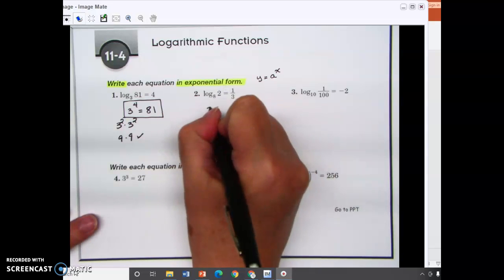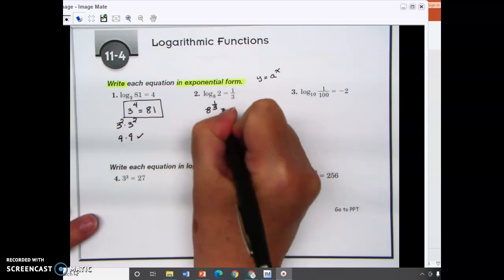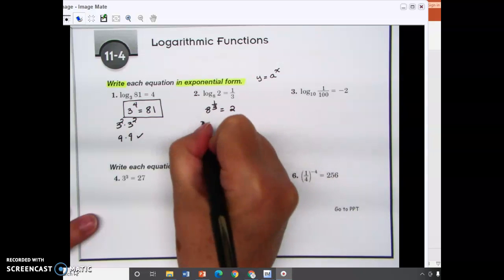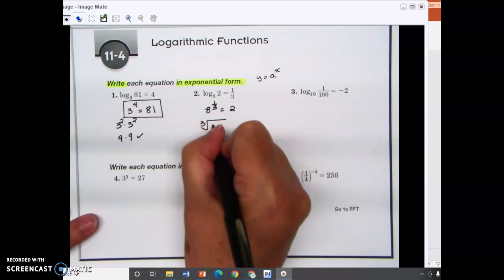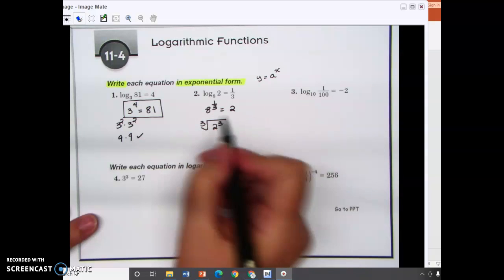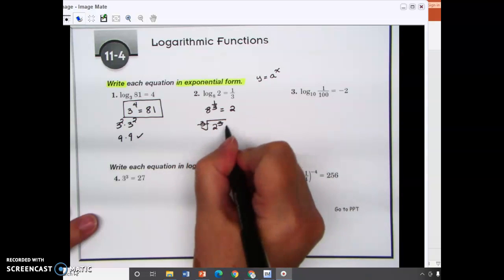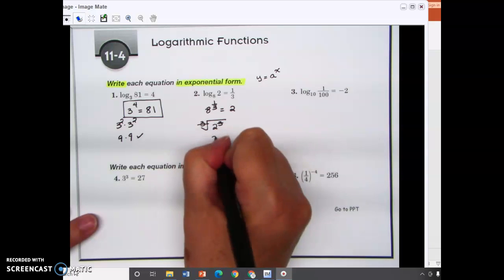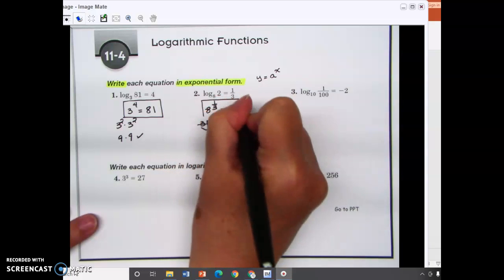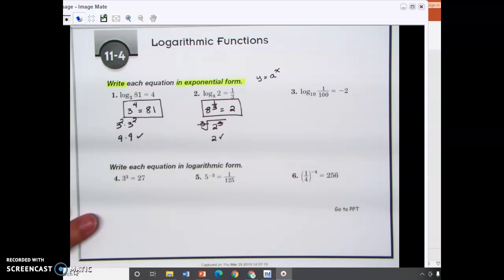So hopefully you got number 2 to be 8 to the 1/3 is equal to 2. So notice that's saying the cube root of 8, but we know that 8 is 2 cubed. And since the root and the power cancel, we would get 2. And so this is a true statement. So take a moment and try 3.